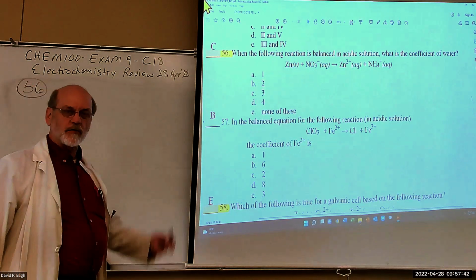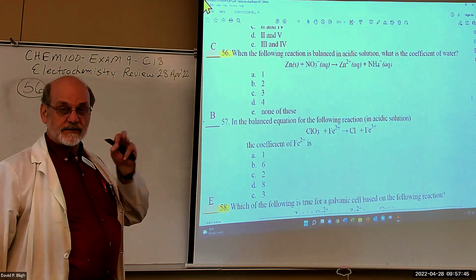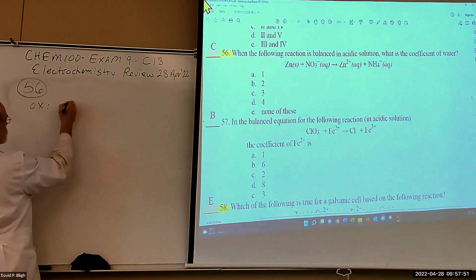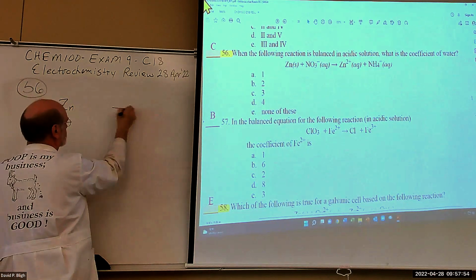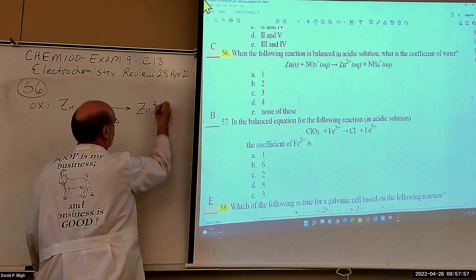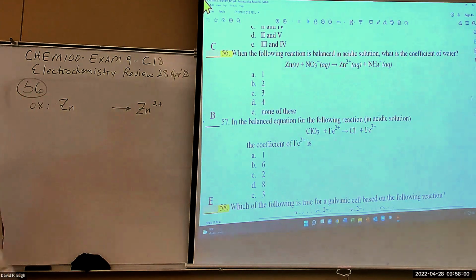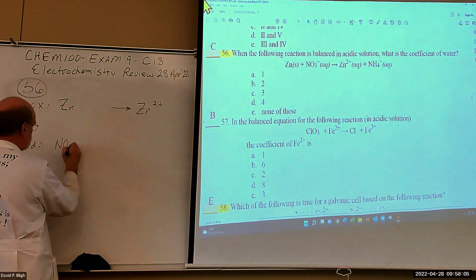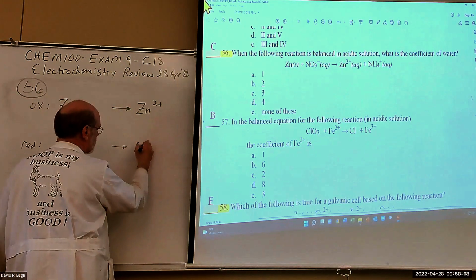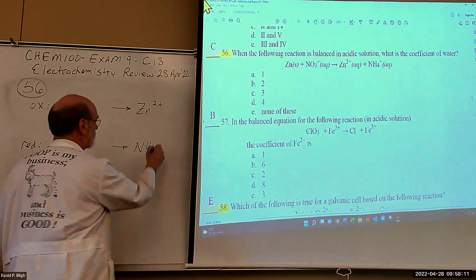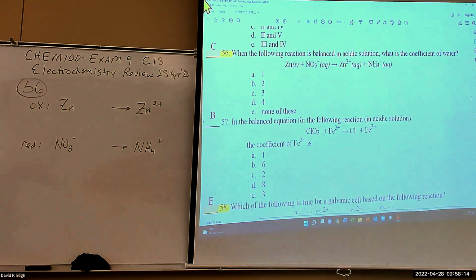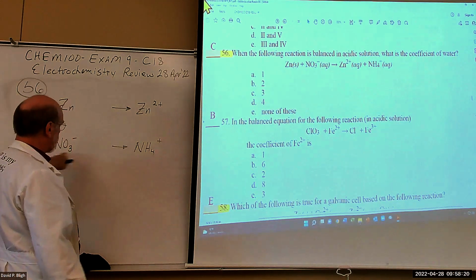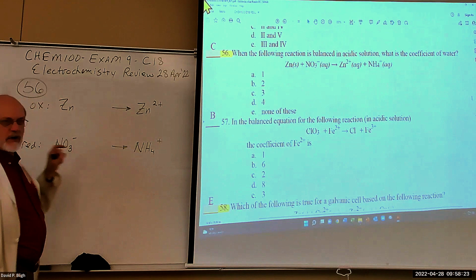What's happening? Zinc is going from 0 to +2. It is oxidized. So the oxidation step should take us from zinc to zinc ion. The reduction step then should be the nitrate ion to the ammonium ion. All right. So we got one zinc, one nitrogen, but we don't know.